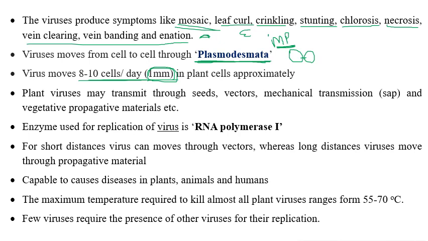So the plant virus may be transmitted through seeds, vectors, mechanical transmission, sap transmission, or vegetative propagative material. So these are all the different types of transmission of plant viruses, because plant viruses cannot transmit through air or some other agents, so they strictly need agents like seeds, vectors, or mechanical transmission to transmit from one area to another area.